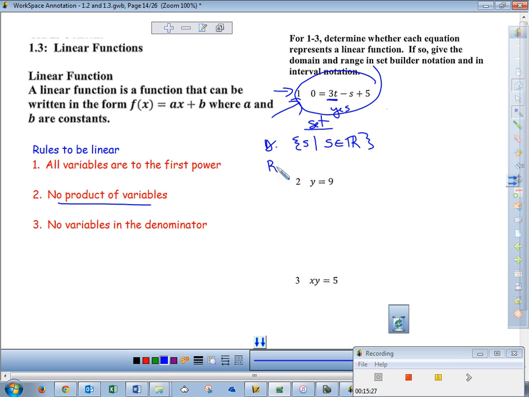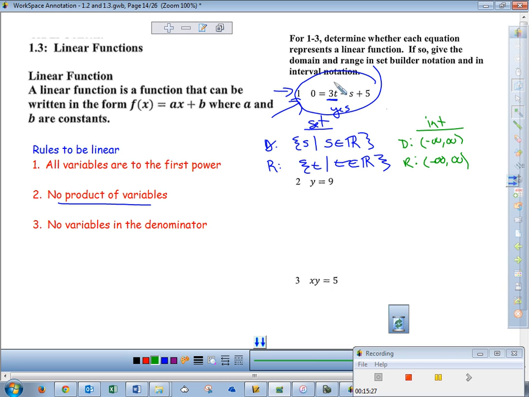And the range is the set of all t's, such that t is an element of the real numbers. If it's an oblique line, it's all real every time. And then in interval notation, that's our preferred way, it goes from negative infinity to positive infinity, both cases. It's an oblique line.